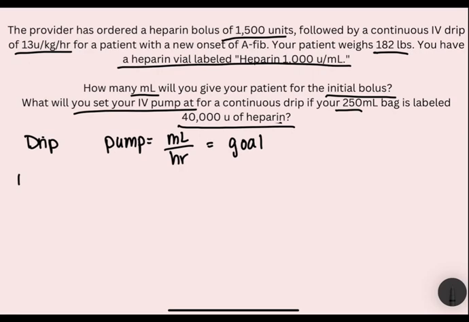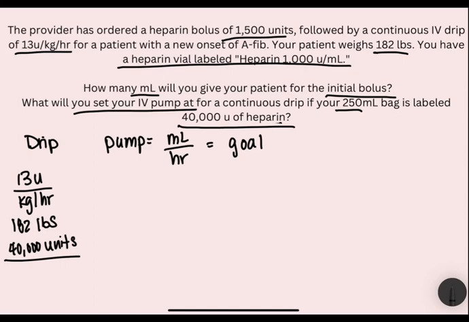So we have the patient's weight is 182 pounds. The order is for 13 units per kilogram per hour. And our medicine is available as 40,000 units in a 250 milliliter bag. So PPP, patient prescription product. That's how I figure out what I need to use for the elements to solve the problem.